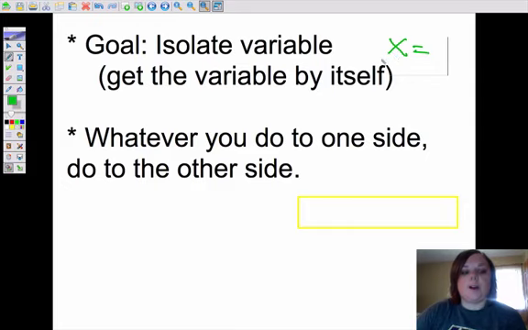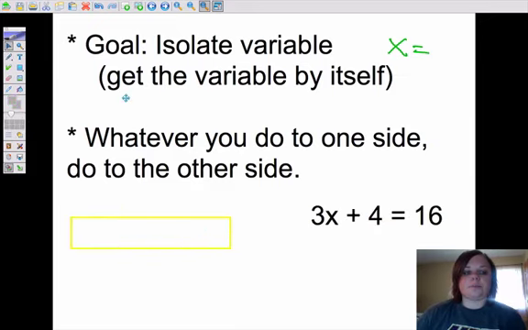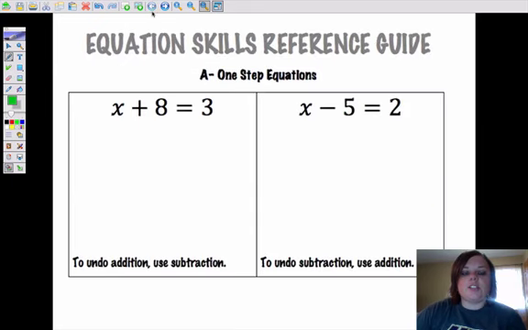Okay, and then the other part we always want to remember is that whatever you do to one side of an equation, you have to do to the other side. So for example, if we have an equation like this, we want to remember that the equal sign is like our balancing point, and whatever we do to this side of the equal sign, we also have to do to this side. Okay, so let's go ahead and solve the examples on your reference guide.